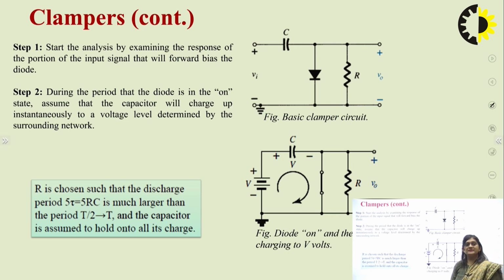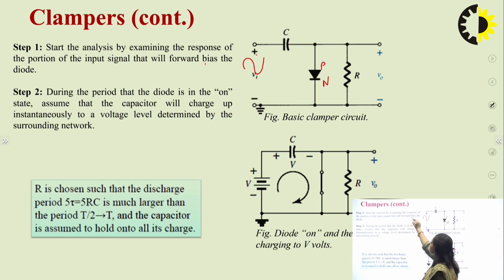A clamper basically consists of the capacitor, the diode and the resistor. Here this Vi is the AC signal to which we want to provide the DC shift, and this capacitor is there. So in the analysis, we first see when our diode will be in forward bias condition. We can see here, this is the P type and this is the N type. So this P type will be in forward bias when there is a positive cycle here.